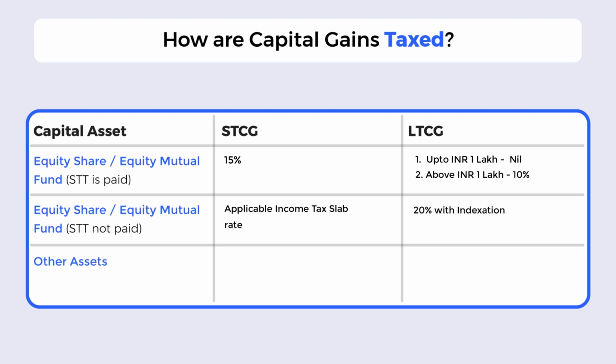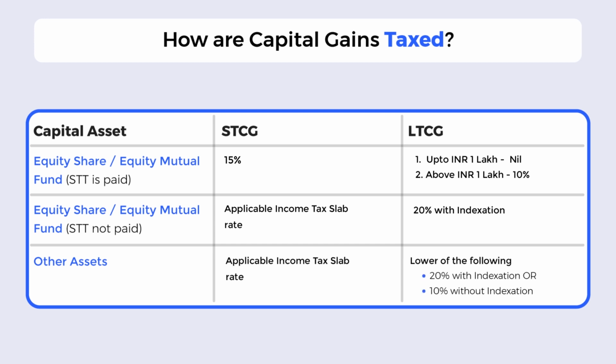In case of unlisted equities where STT is not paid, short-term capital gains are taxed at the applicable income tax slab rate, and long-term capital gains are taxed at 20% with indexation. For other capital assets, short-term capital gains are taxed at applicable income tax slab rates, and long-term capital gains are taxed at 20% with indexation and 10% without indexation, whichever is lower.